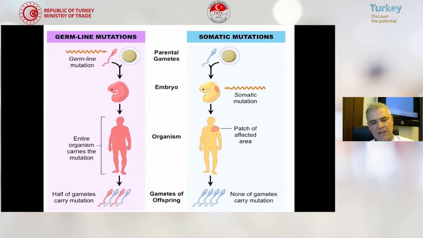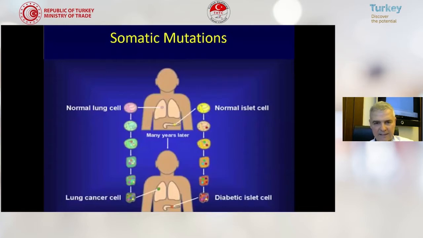One is germline mutation, which is inherited and present in the normal cells in our body. And we also have somatic mutations, which are only present in our tumor cells. So somatic mutation, for example, a normal lung cell can be mutated so that a lung cancer cell can be produced. For example, a normal islet cell in our pancreas, if there is a mutation in the cell of pancreas, a diabetic islet cell can be produced.